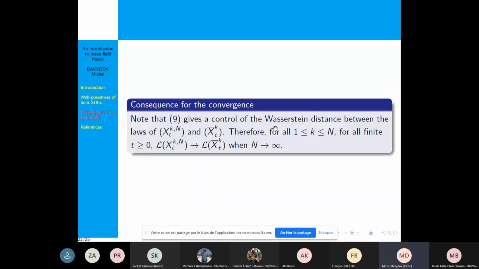So you have a control for the Wasserstein distance between the laws of this and this, and since it gives you a complete metric space, this implies the convergence of the law of x, k, and t to the law of the limit solution. So you have this convergence in the space of measures on the continuous trajectories. So now we have shown the convergence of what we wanted, the microscopic model to the macroscopic model.